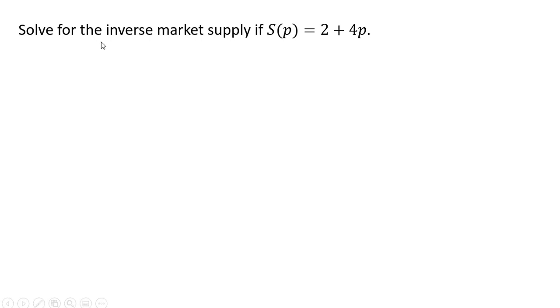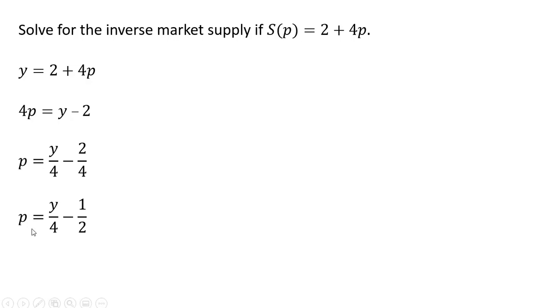Problem 2, let's solve for the inverse market supply if the supply function is given by the following. So first thing we'll do is change the left-hand side to Y. And now we're going to just solve this for P. Subtracting 2 from both sides and dividing through by 4. Simplifying a little bit, we have our inverse market supply function.